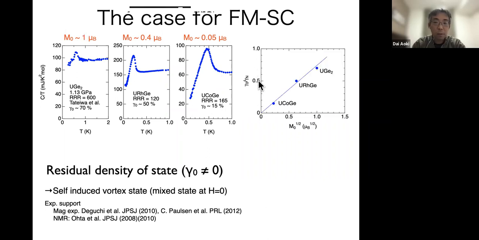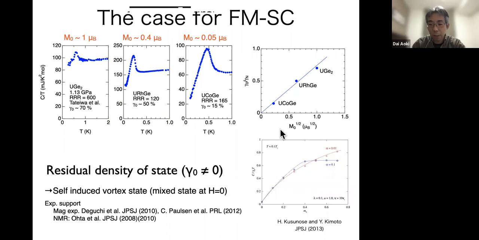If you plot the residual density of states against the ordered moment, it follows something like this. And if the ordered moment is 0, the residual density of states is basically 0. This is also theoretically explained by Kusunose-san and Kimoto-san. The residual density of states in ferromagnetic superconductivity was explained by the scenario of a self-induced vortex state. It means that even in zero field, a superconducting mixed state is realized. And experimentally, the magnetization and NMR support this scenario.